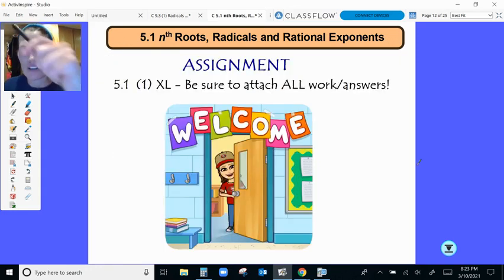Okay, so you have an assignment on Google Classroom, and make sure you show your work. There are some of them you're not going to have a lot of work on, so just make sure you write your answer down. But there are some of them you will have quite a bit of work on, and I want to see that.